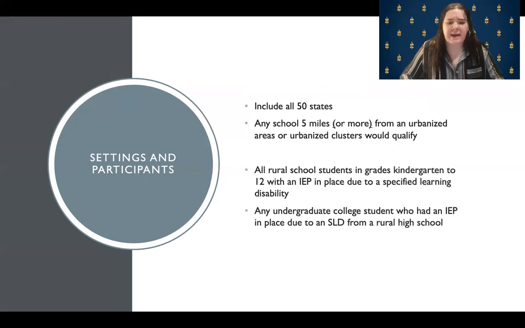Also, for the participants, we're looking at all rural school students in grades kindergarten to 12 with an IEP in place due to an SLD, in addition to any undergrad college student who had an IEP in place in high school due to an SLD that comes from a rural high school. So we're looking specifically at kids who came from rural schools. Doesn't really matter where they transition to higher education. We just want that rural component to it.